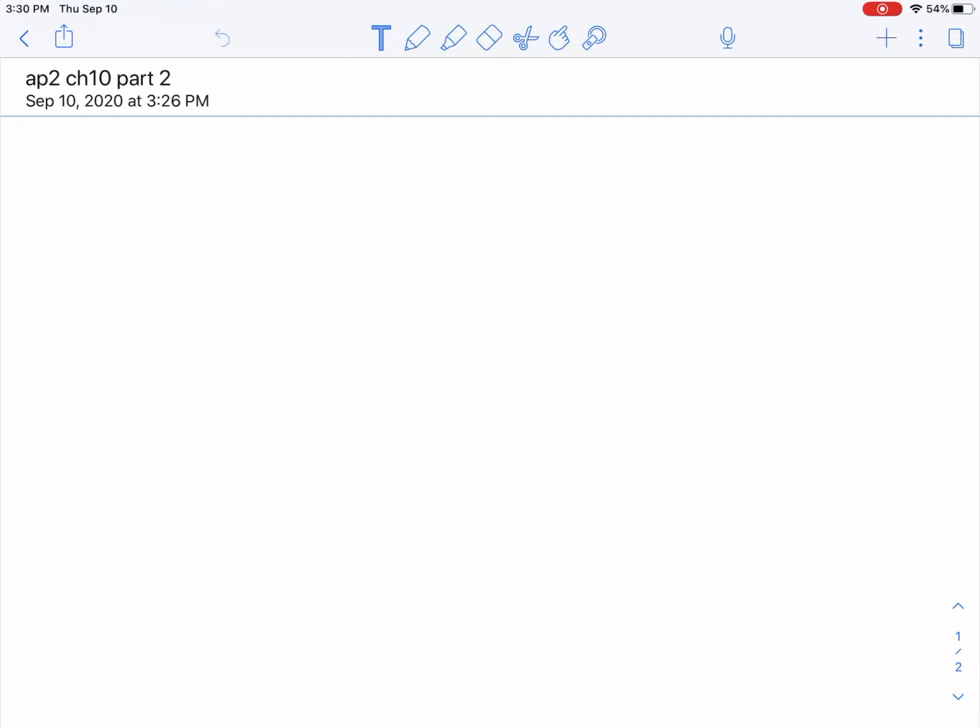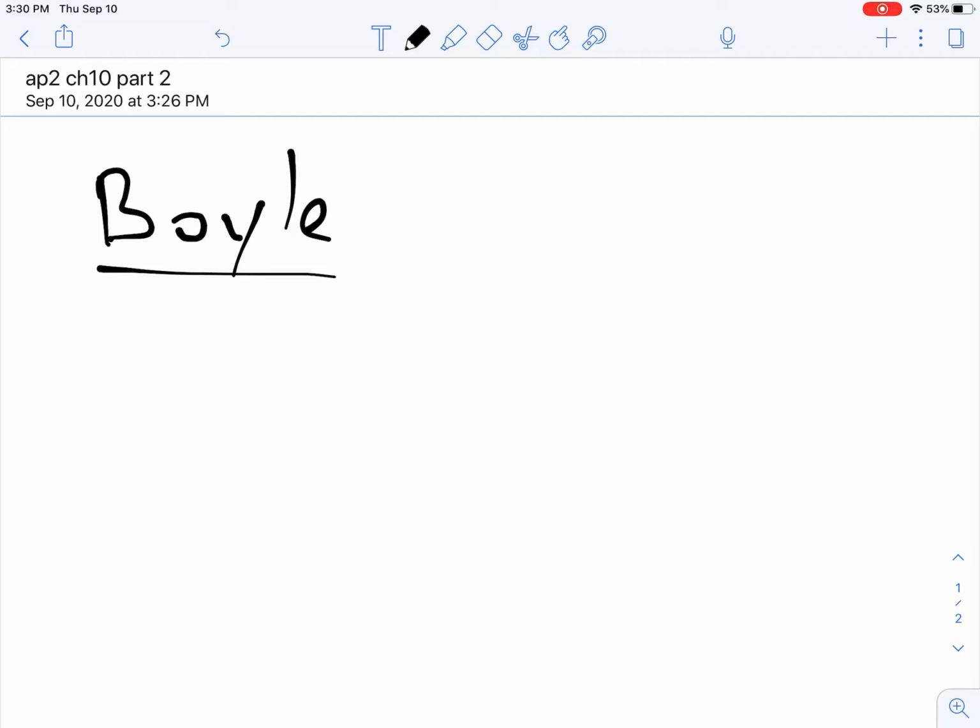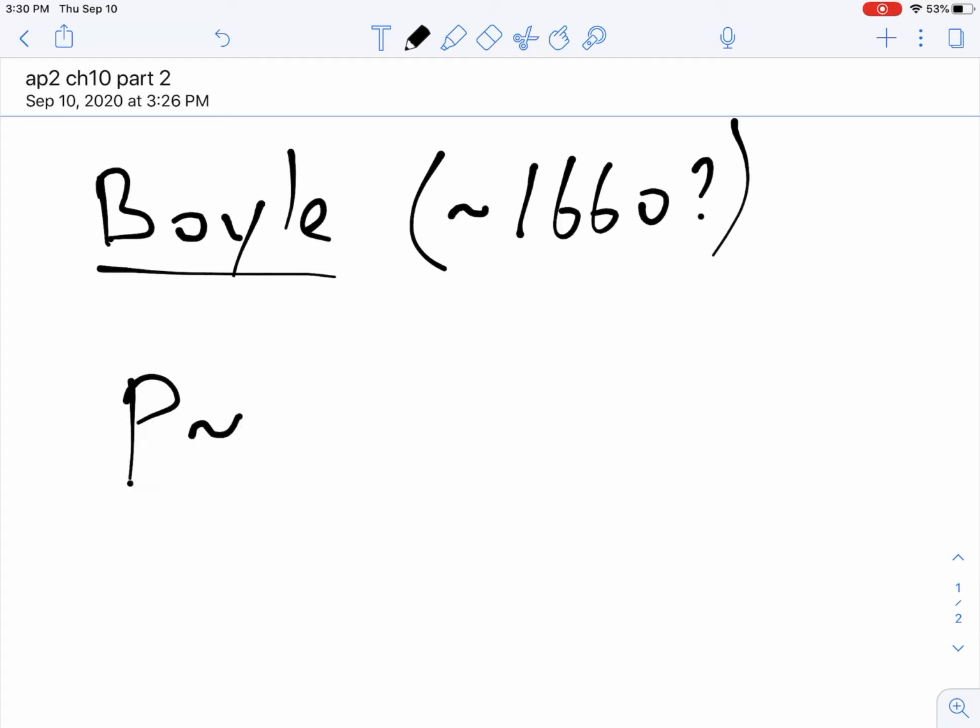So the first thing I want to talk about is Boyle's law. I forget the year, but I want to say it was roughly 1660. We can look that up later. Boyle noticed that there was a relationship between pressure and volume. He noticed that if you held the temperature of something constant, pressure and volume were inversely related. Boyle noticed that pressure was proportional to the inverse of the volume.